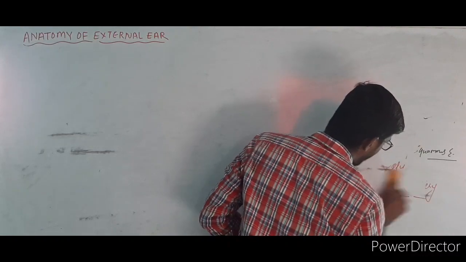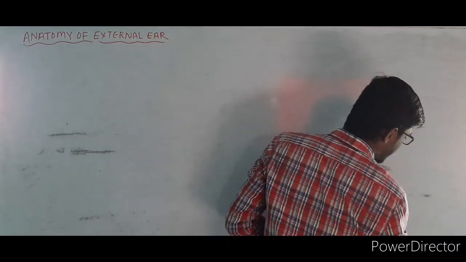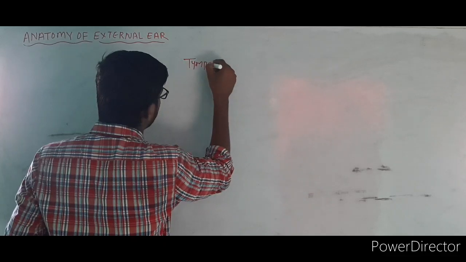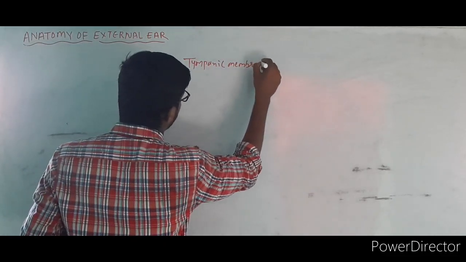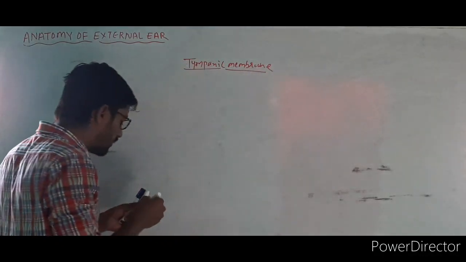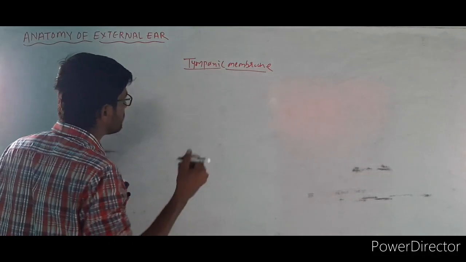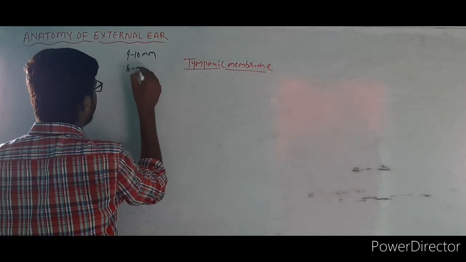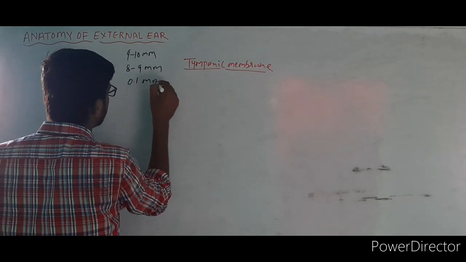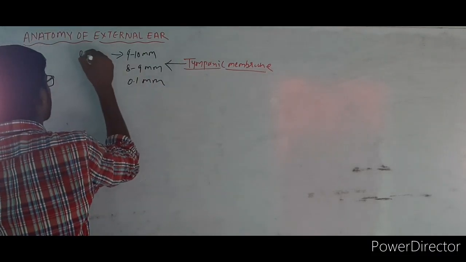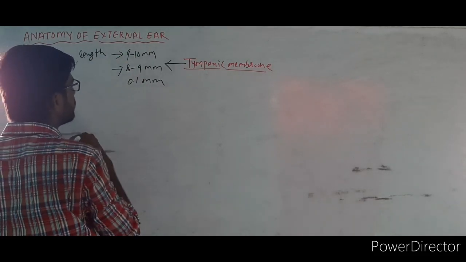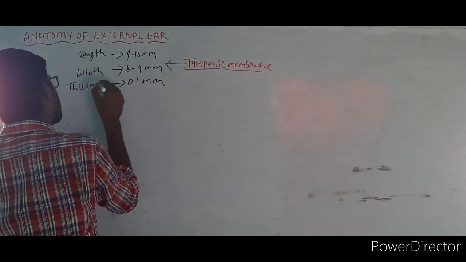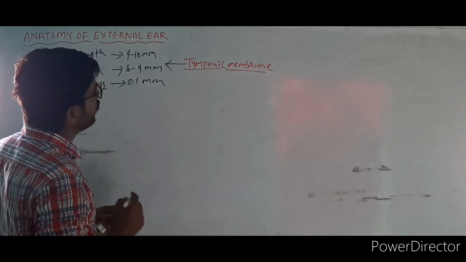The tympanic membrane forms the lateral wall of the middle ear, right? So here is our topic, that is called the tympanic membrane. Before going into the detail of the tympanic membrane, we have to know the dimensions. So, 9 to 10 mm, this 8 to 9 mm, and 0.1 mm. This is the length, this is the width, and this is the thickness. So this we have to remember.